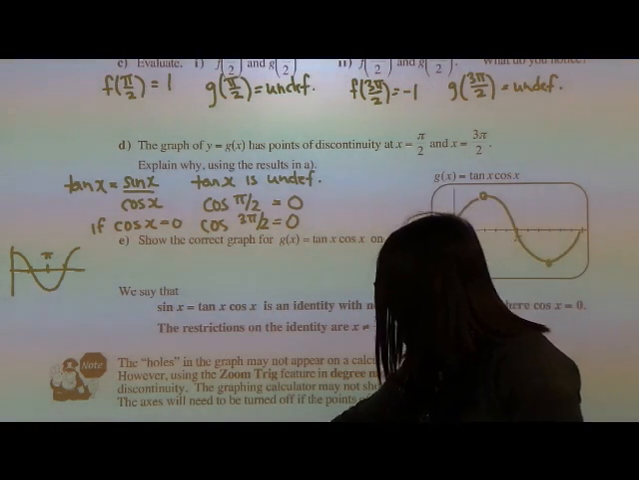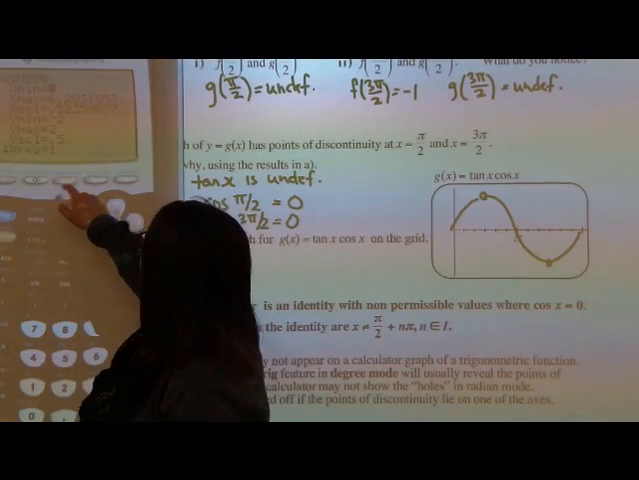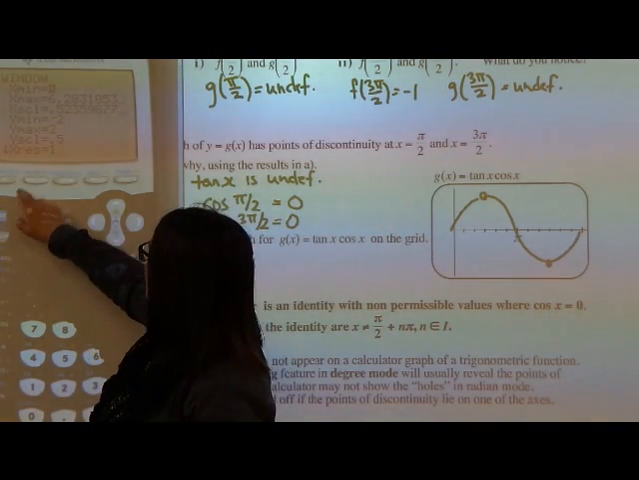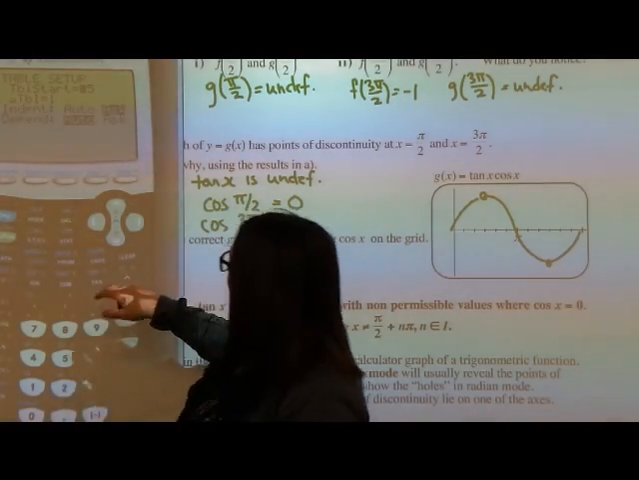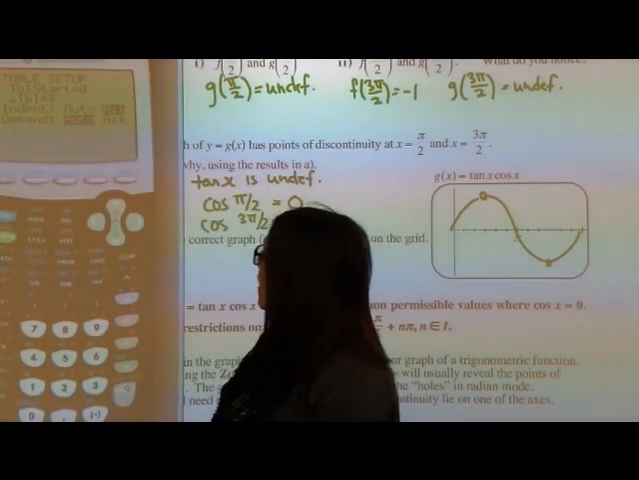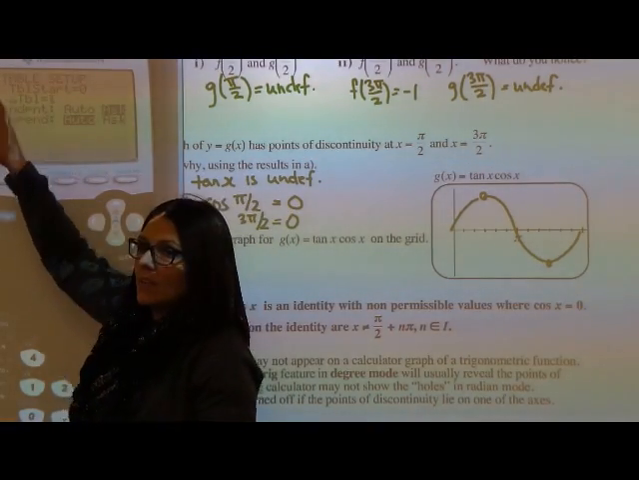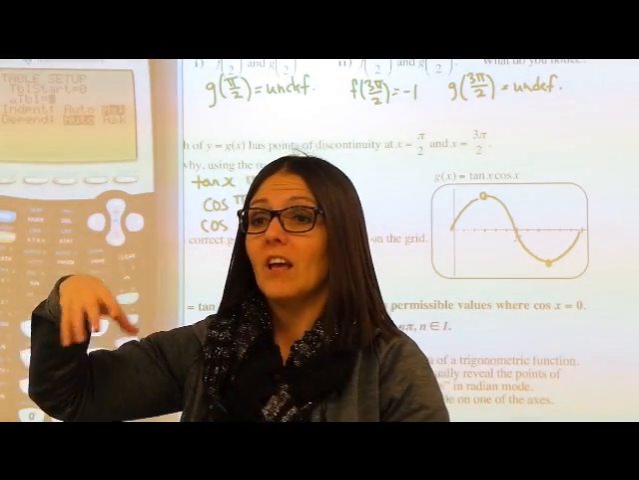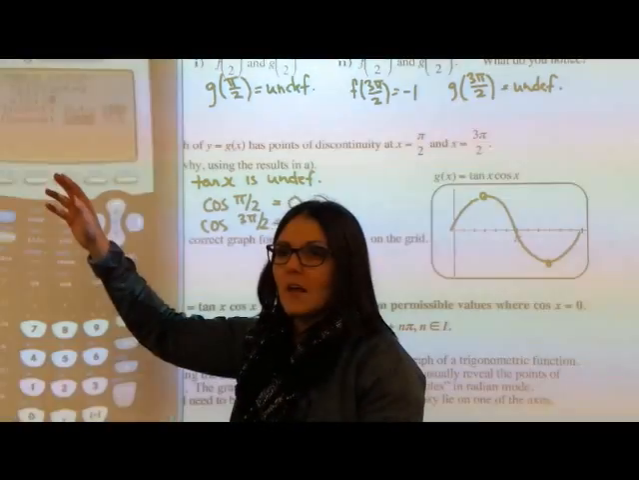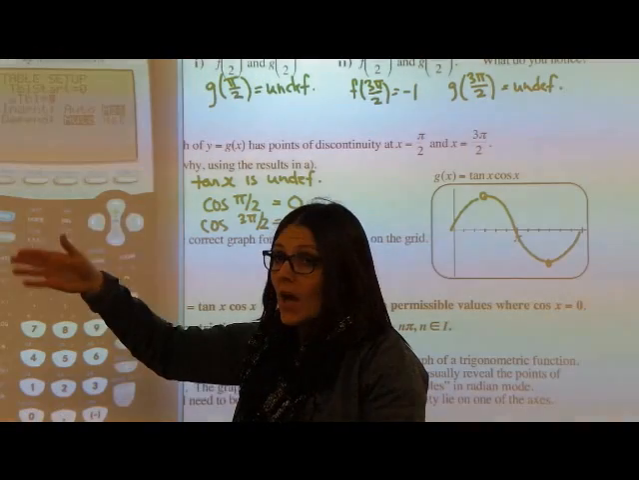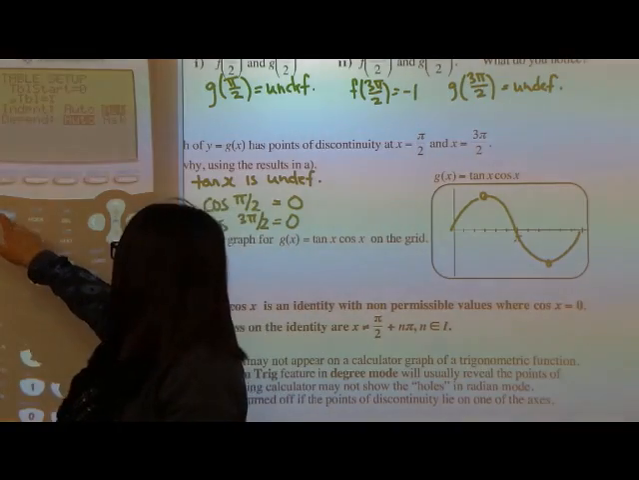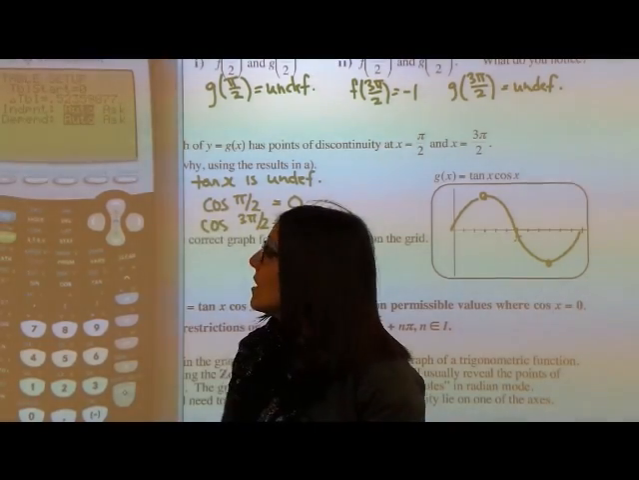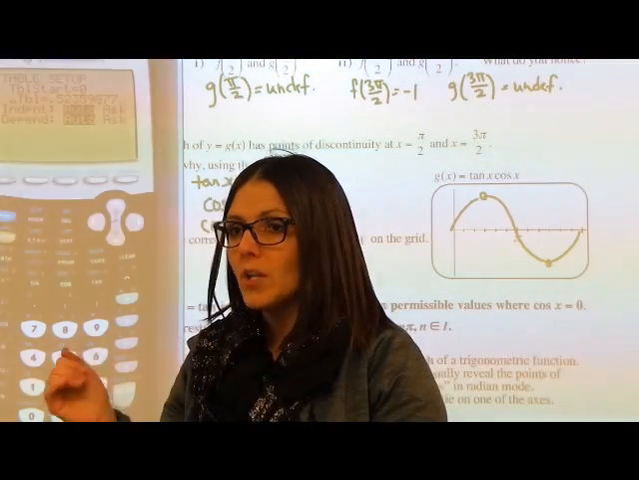But if I look at my window settings, if I went into my table set, there we go. If I started my table at 0, and this delta here, or the little triangle, means delta. What does delta mean in science class? Changing. So this is my scale. What do I want to go up by? So if I went up by something like pi over 6, which is what we tend to do in radian mode, and then we went to auto, now every x value is going to be a multiple of pi over 6.